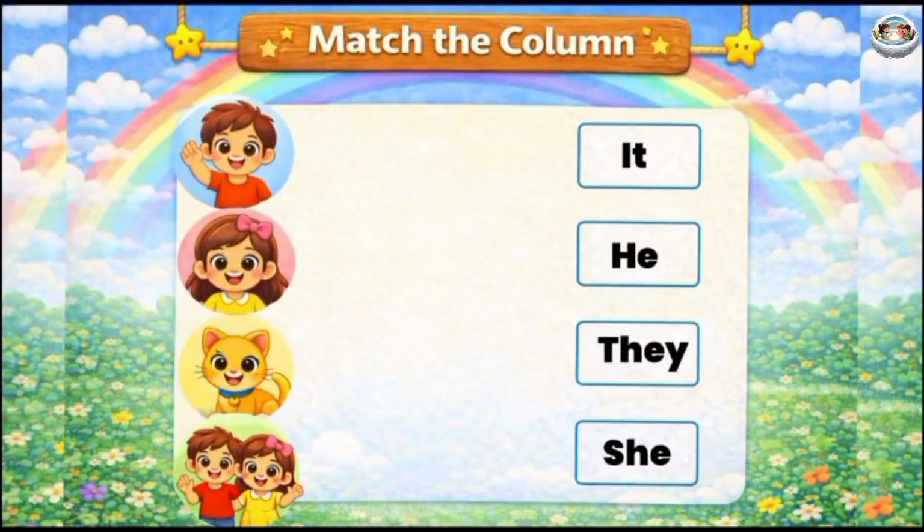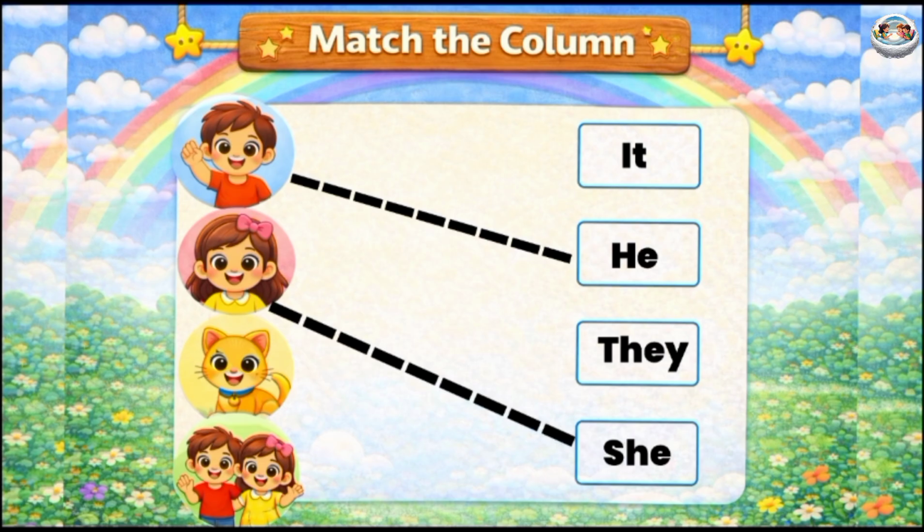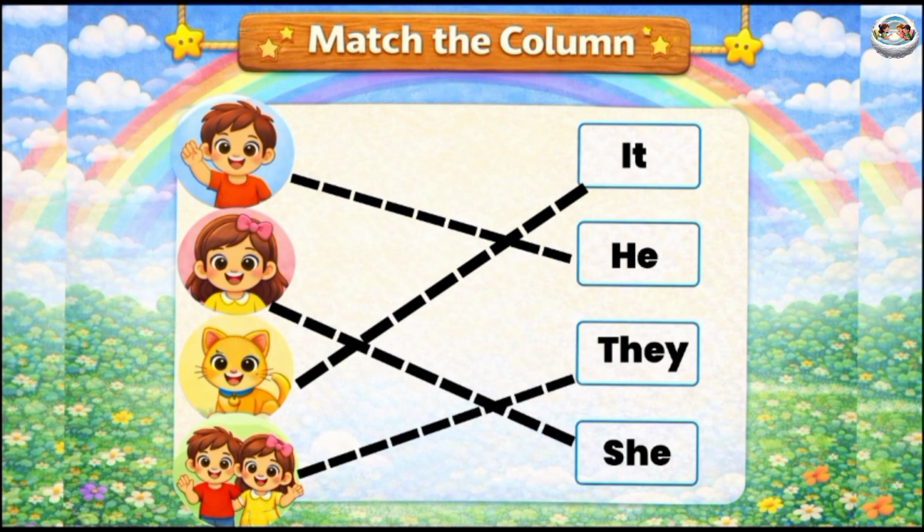Let's do another activity. Our activity is match the column. We use he for the boy. We use she for the girl. We use it for cat. We use they for Ali and Sarah both.